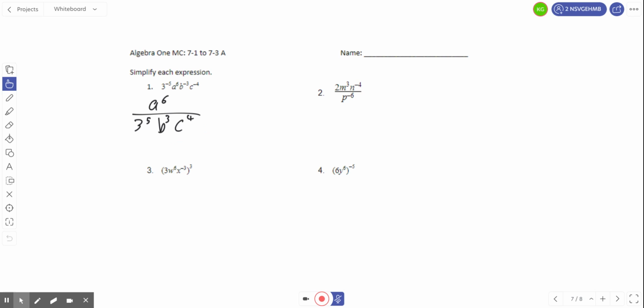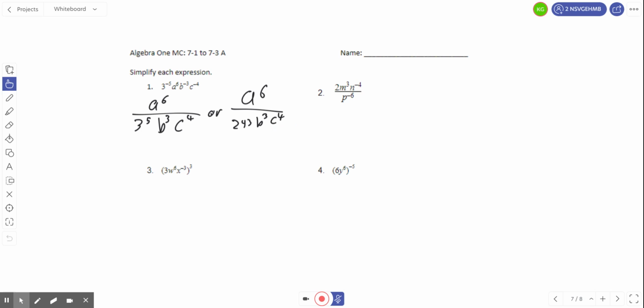If you wanted to, you could also change that 3 to the 5th to be 243. So this would be a good answer too if you had a to the 6th over 243 b to the 3rd, c to the 4th. Either one of those would be fine.